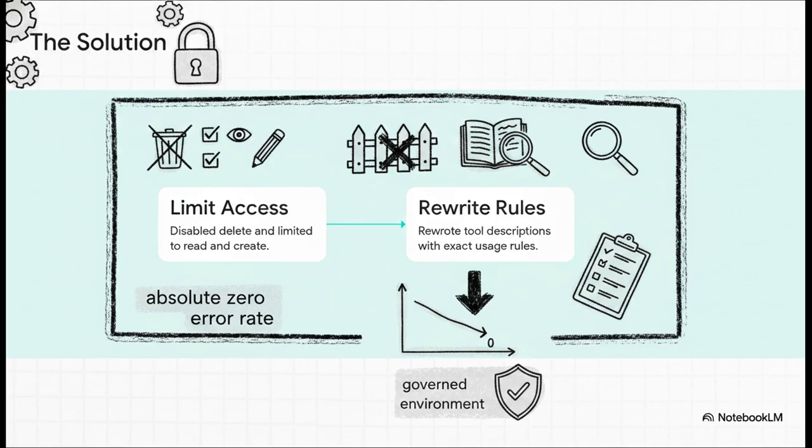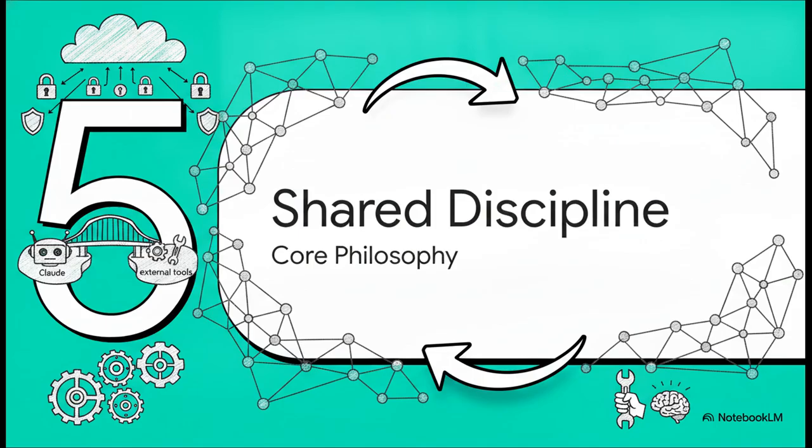First, they heavily restricted the scope. They limited Claude's access to just read and create, totally disabling the delete function at the MCP server level. Second, they rewrote their tool descriptions with extreme discipline, specifying exact usage rules and edge cases. And guess what? By applying these strong techniques, they brought their catastrophic error rate down to absolute zero. The AI was still incredibly helpful, but now it was operating safely within a highly governed environment. Which brings us to our final point.